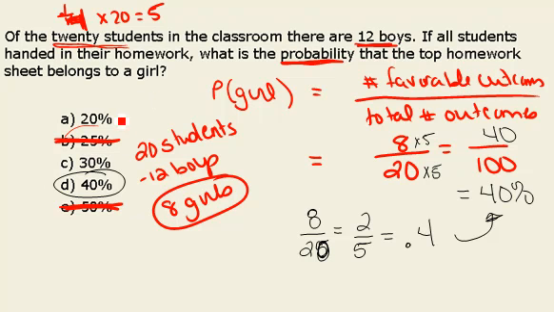Again, either one of these methods, eliminating choices or calculating the answer, would get us to the correct result.